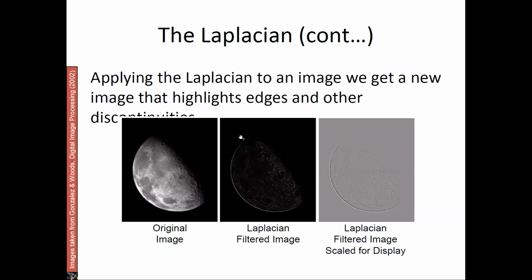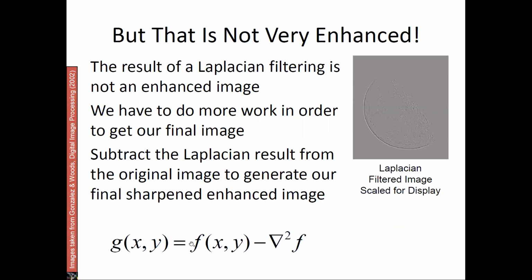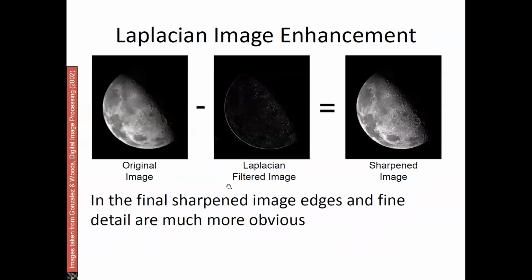This moon image is generating this filtered image. If we scale it for viewing, it looks gray, but actually it is an edge or binary image kind of thing. So the edges are highlighted. Now to highlight the edges more, we subtract this Laplacian image from the original image. So original image minus Laplacian is the enhanced or sharpened image, because those finer details have been sharpened.